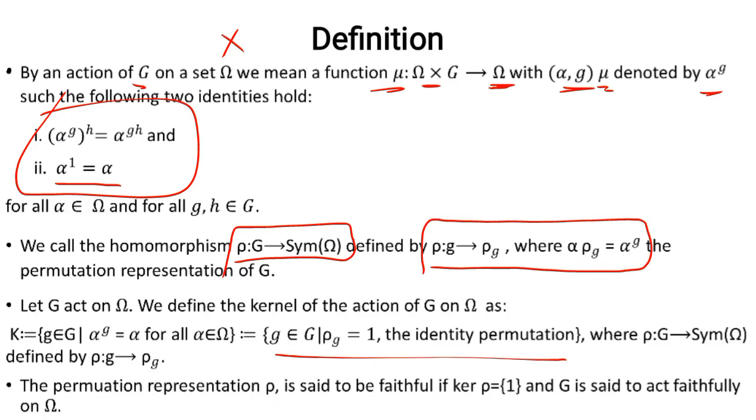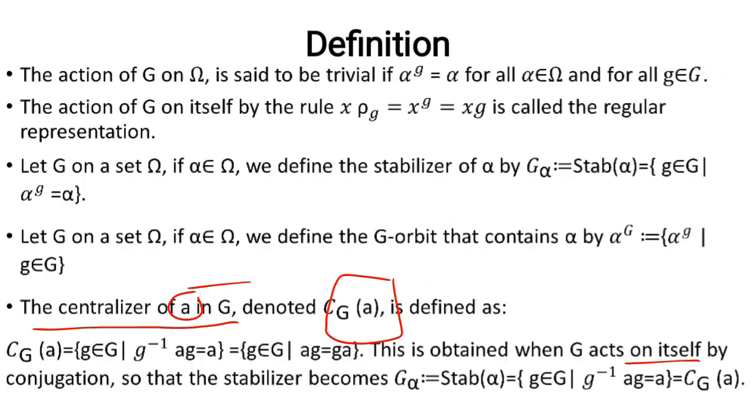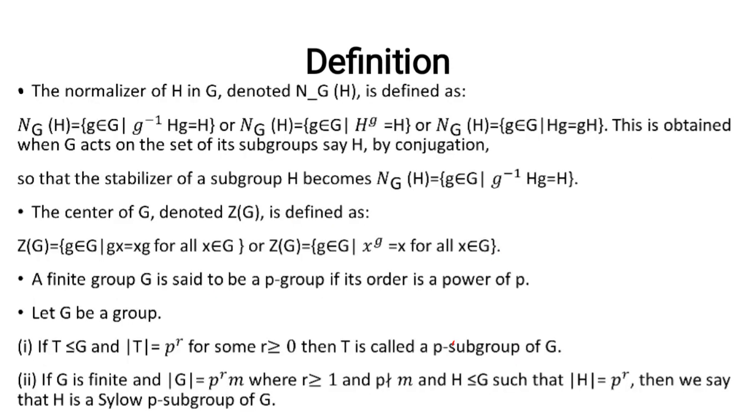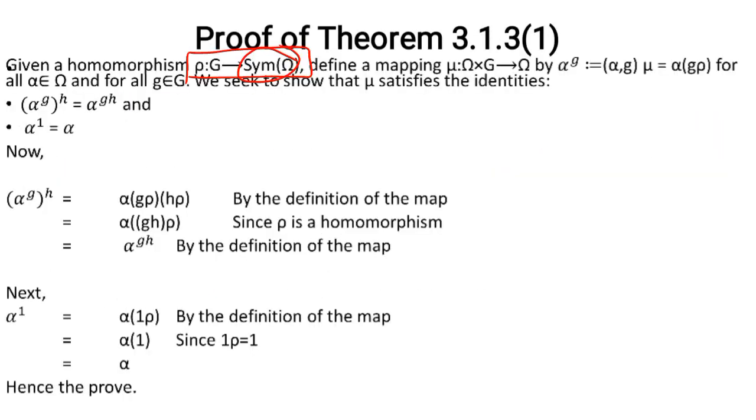This is what it does: it takes alpha, rho G, and it takes it to alpha raised to power G. So we need to remember this representation. This is what we're using in the proof. Okay, so let's go forward now. We defined it because we know what we're mapping from. We're mapping from G into the symmetric group on the set Omega. So it will satisfy these conditions, as you can see on the screen.